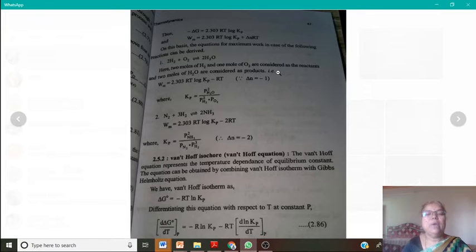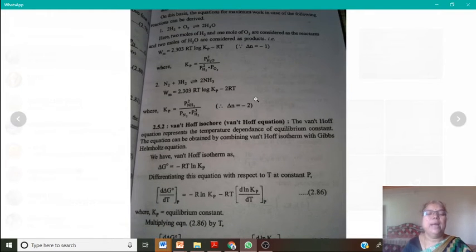Therefore, the delta n value here is minus 2, and we have the equation W max equal to 2.303 RT log Kp minus 2RT, where Kp is equal to P raised to 2 of NH3 divided by pressure of N2 into pressure of H2 raised to 3, and we have delta n value as minus 2. Similarly, prepare other examples so that you can understand the van't Hoff isotherm equation well.